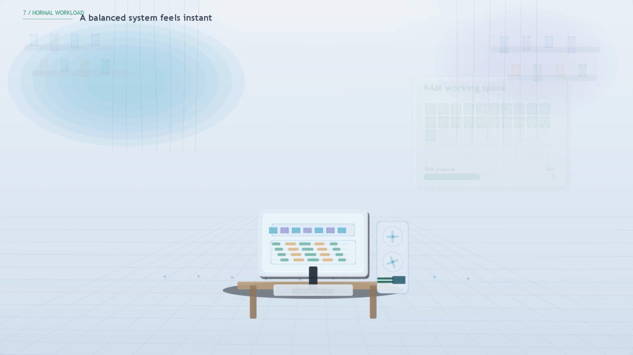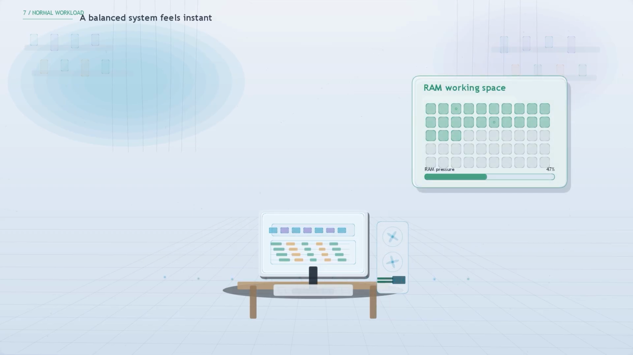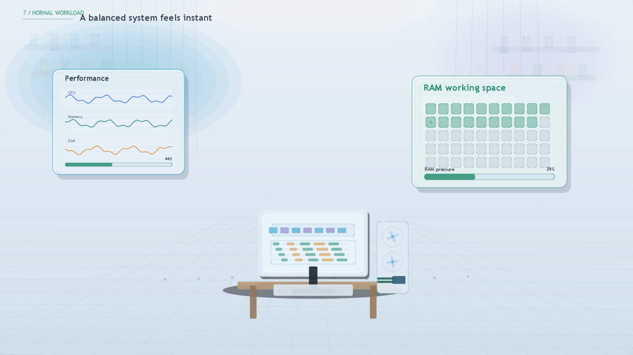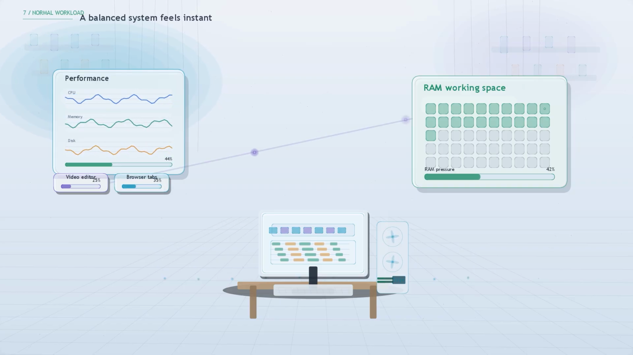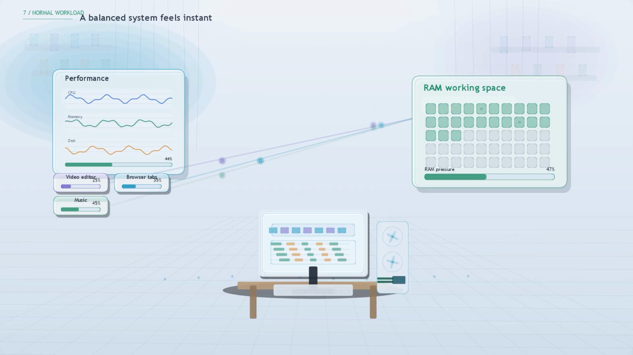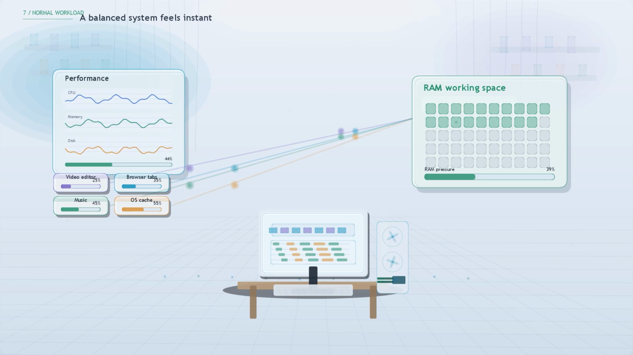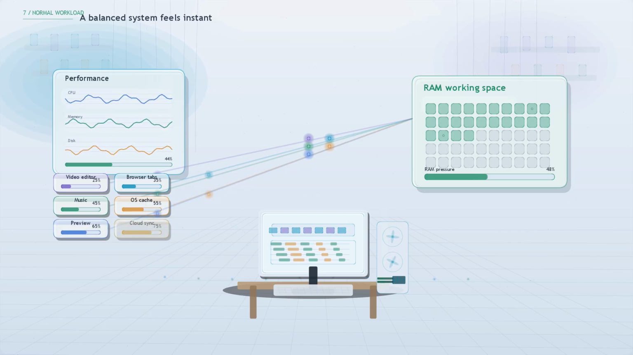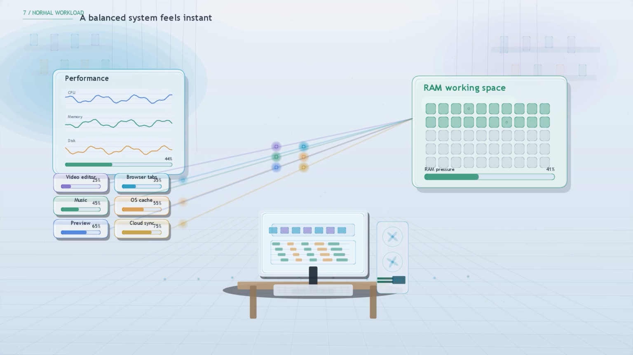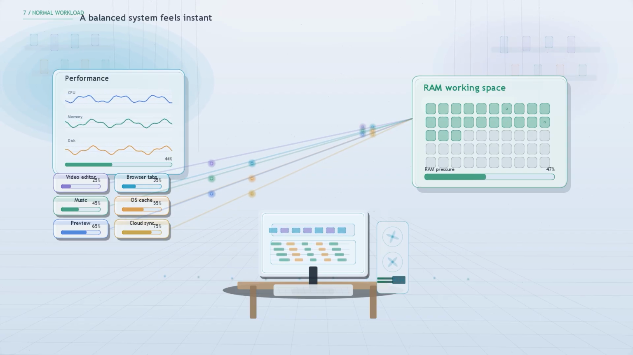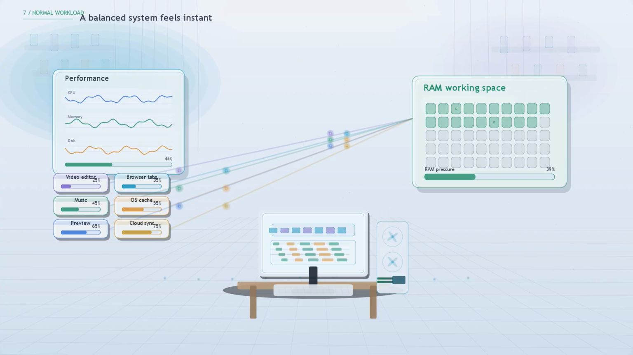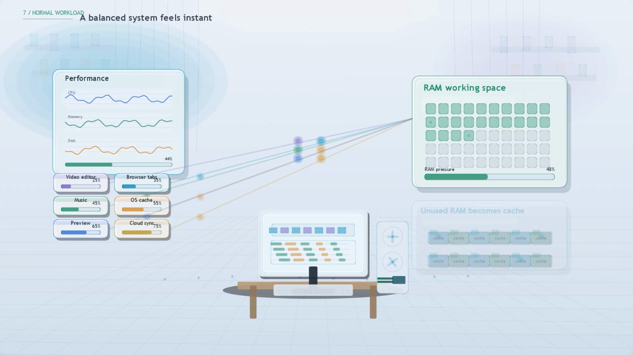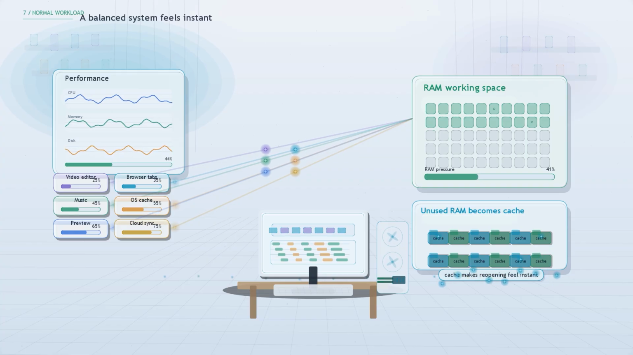Now let's watch Ava work under normal conditions. She's got her video editor open, a browser with 10 tabs, and Spotify. Each application claims a chunk of RAM for its working data. The video editor takes about 4 gigabytes. The browser tabs collectively use around 2 gigabytes. Total usage, about 7 gigs out of her 16. RAM usage is at 44%, plenty of headroom. The operating system loves having extra free RAM. It uses that free space for disk caching, a clever trick.